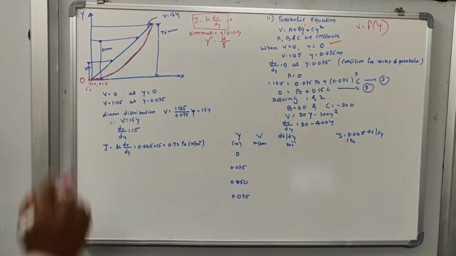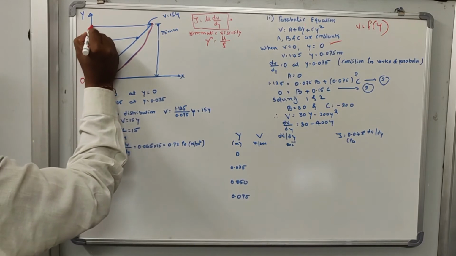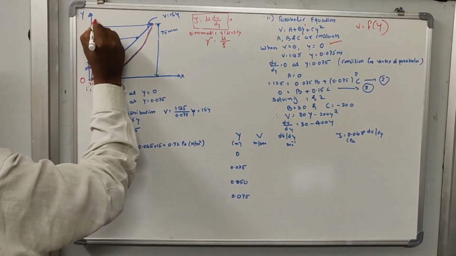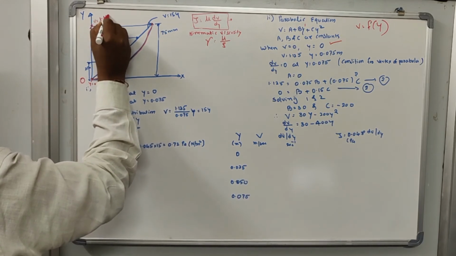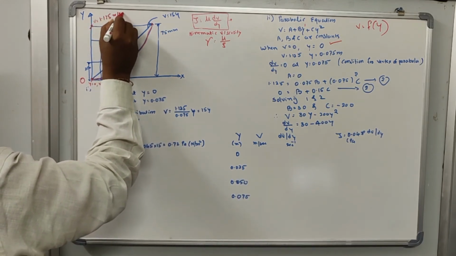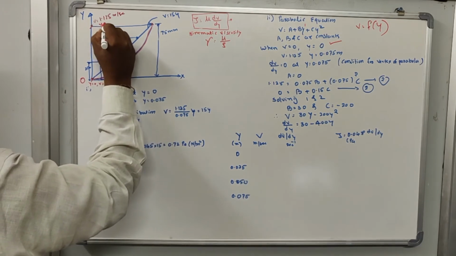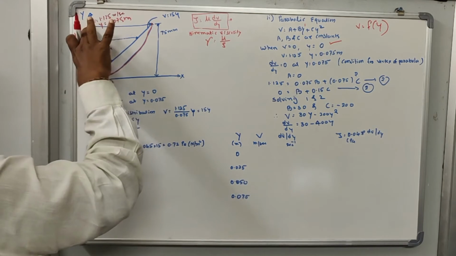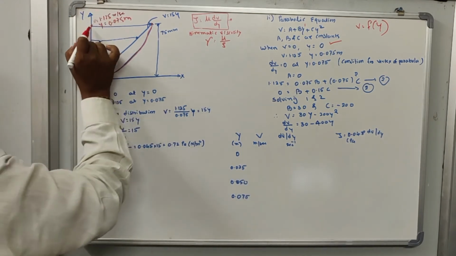Then this is my boundary point. Why am I taking this as a boundary point? Because I know v is equal to 1.125 meter per second at this point, where y is 0.075 meter or 75 mm, as given. So it is the boundary condition.